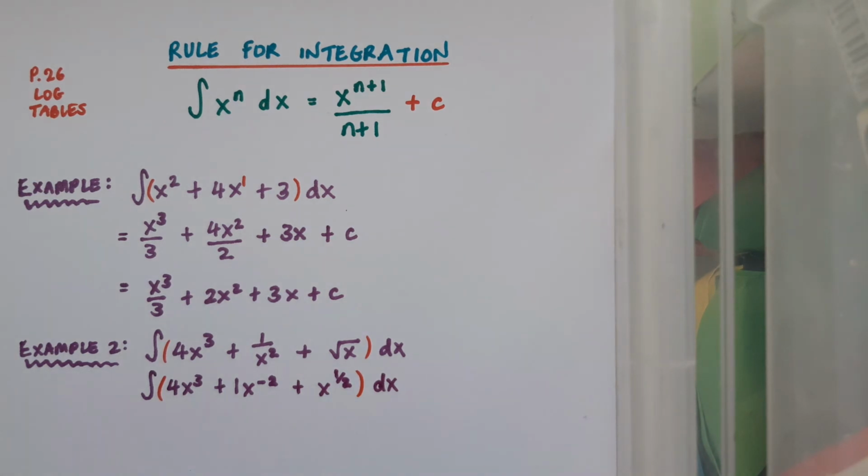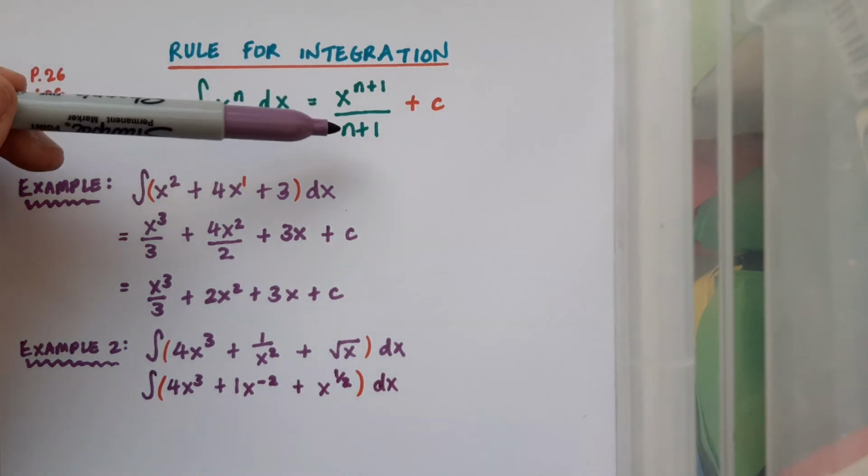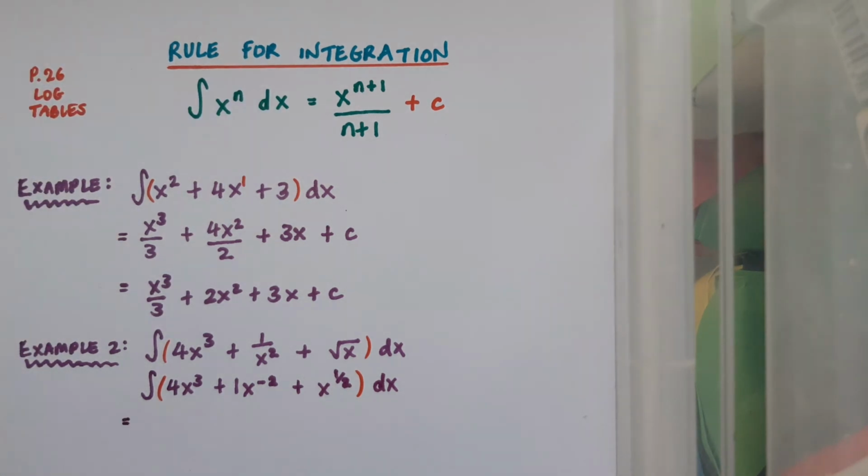And I'll use the exact same rules as before. So I'm going to up the power and divide by the result each time. So first of all, 4x cubed. What's that going to look like when I integrate? It's going to be 4x to the power of 4 over 4. Take care in the next one. I want to increase minus 2 by 1. So where am I going to end up? When I increase minus 2 by 1, I end up at minus 1. I'm going to the right on the number line. And then finally, I've got x to the power of a half. And that's going to give me x to the power of 3 over 2, all over 3 over 2.